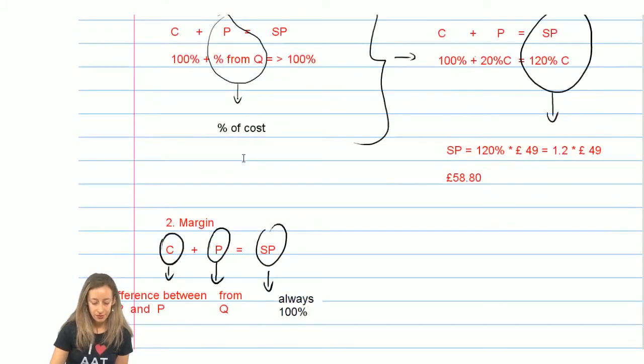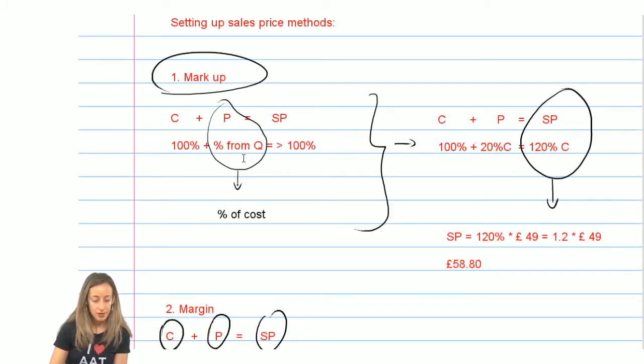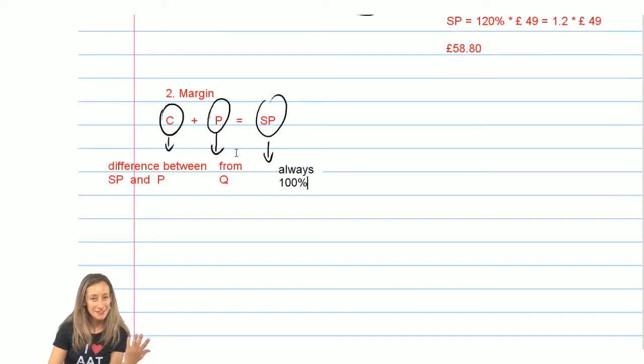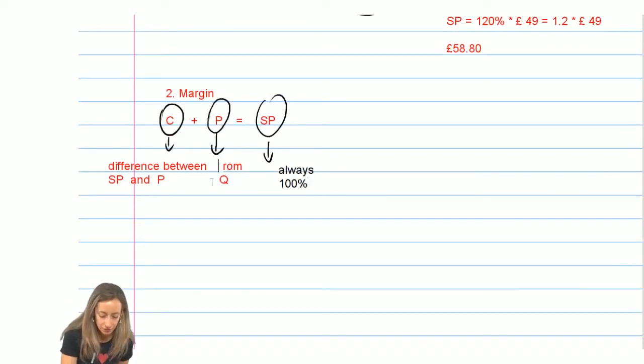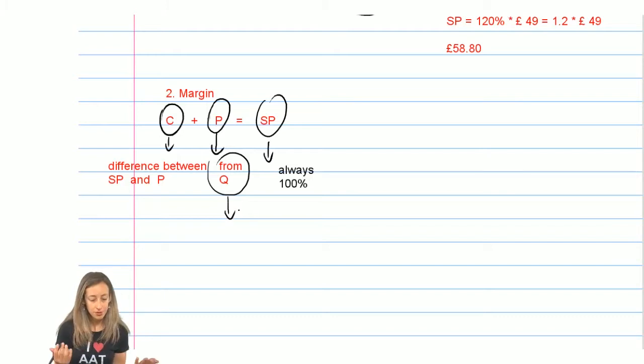So notice with the previous one, it's the cost which is always 100% with markup. With margin, it's the price which is 100%. And therefore, the profit which is given from the question is a percentage that is not of cost, it's a percentage of the selling price. Okay, there you go. So how do we then transform this in our question?